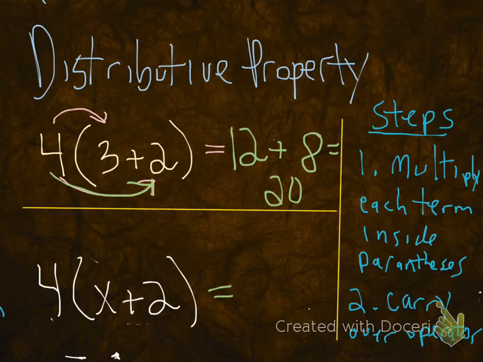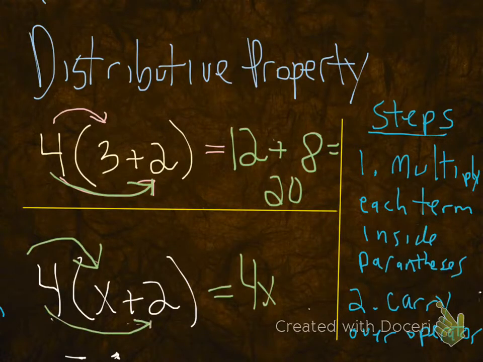Okay? So we want to do kind of what we did at the top. Since we can't add x plus 2 because we do not know the value of x, we can multiply 4 times x. Okay? 4 times x is just 4x, right? It just looks like this. A 4 with an x next to it. We've talked about that before. And then this 4, just like above, has to multiply this 2. It has to multiply each part that's inside the parentheses.